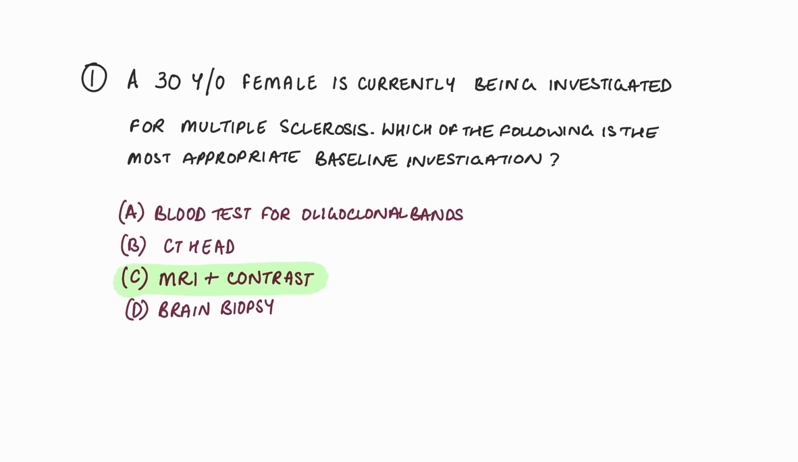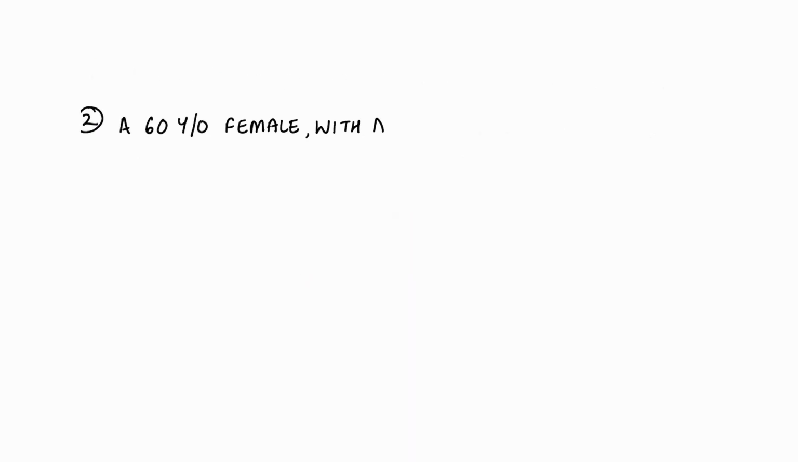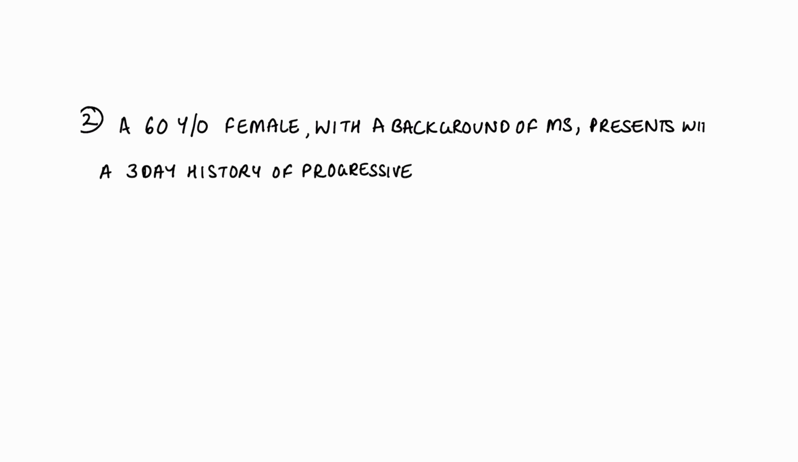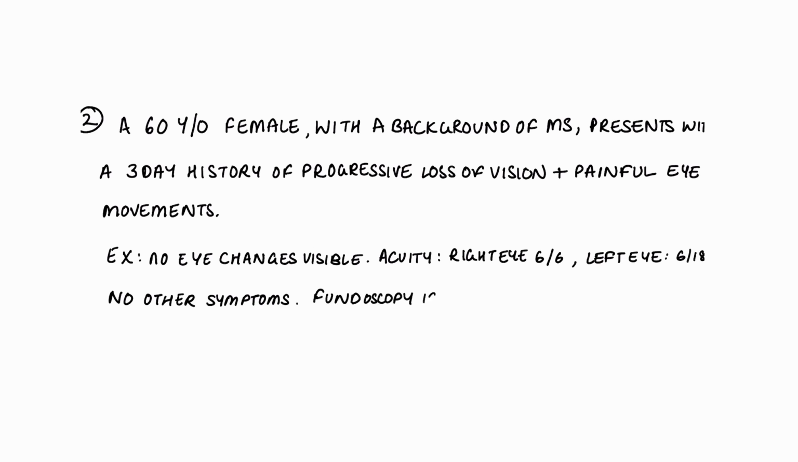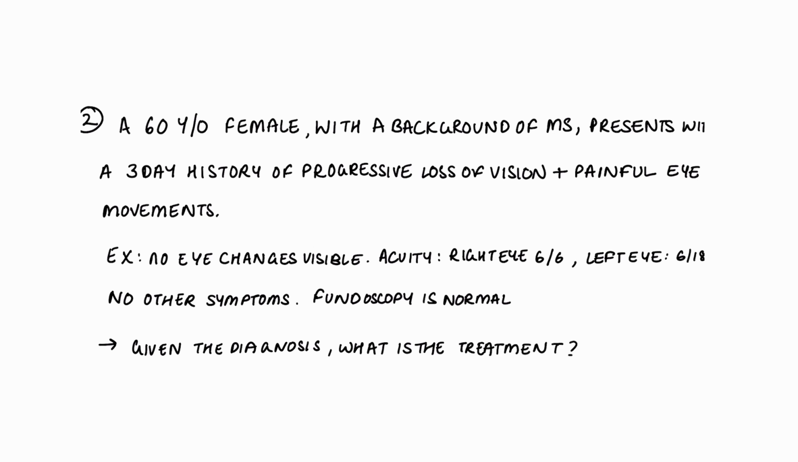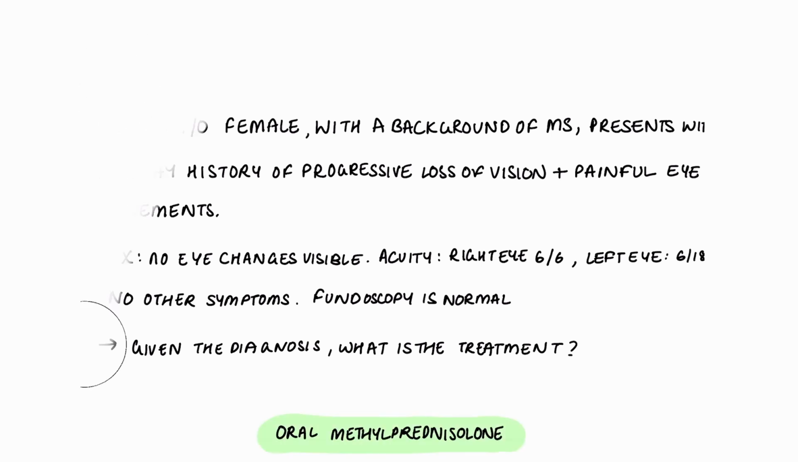So our second question is, a 60-year-old female with a background of multiple sclerosis presents with a 3-day history of progressive loss of vision and a painful eye that's especially painful on eye movements. On examination, there's no visible eye changes. The acuity on the right eye is 6 out of 6 and the acuity on the left eye is 6 out of 18. There are no other symptoms and the fundoscopy is normal. Given the diagnosis, what is the treatment? So the answer is oral methylprednisolone.